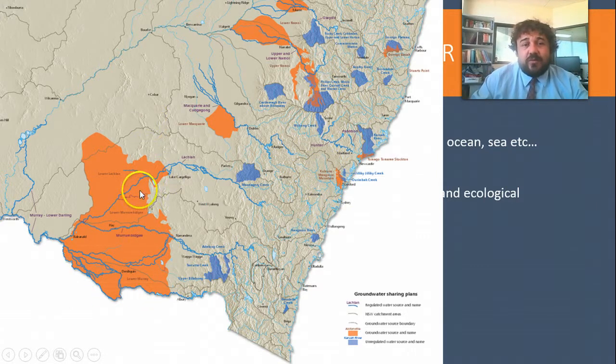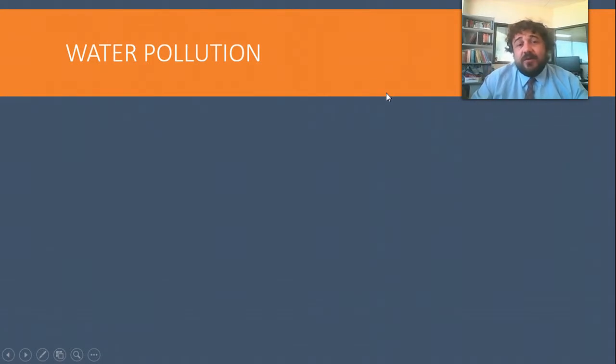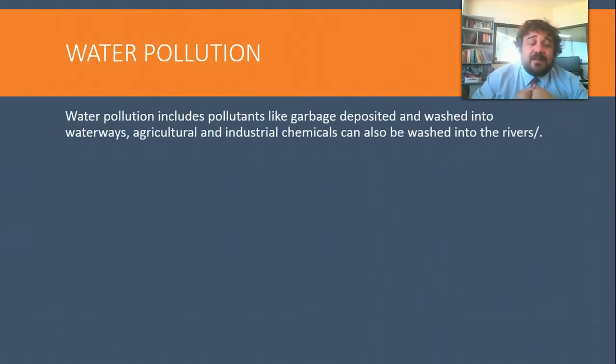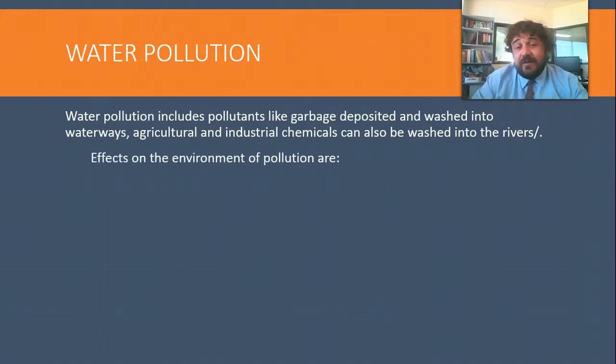Okay, so this is groundwater in New South Wales. And this is all your surface water. These are your big bodies of surface water that we have. So water pollution is a pain. Basically, it's pollutants like chemicals and garbage, which are washed into waterways. Agricultural and industrial chemicals can also be washed into the rivers. So stuff gets washed into the waterways and it stays there, having usually a negative effect.